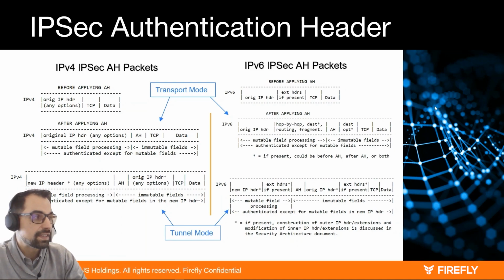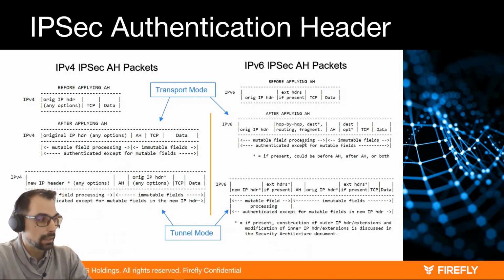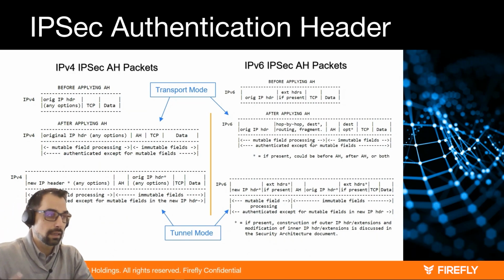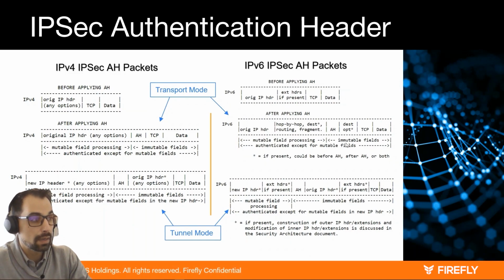In the case of IPv6, right, pretty much the same, just of course taking into account the differences between the IPv4 and IPv6 headers, but the idea is the same, right? So in this case, we don't change the original IP header. We just put after these options here the authentication header, and these immutable fields are the ones that are going to be protected by authentication header.